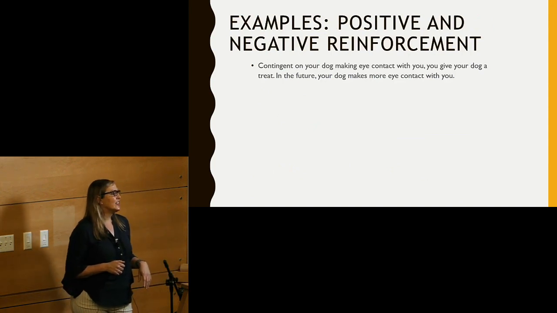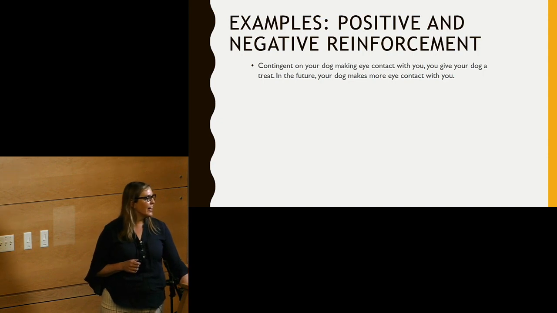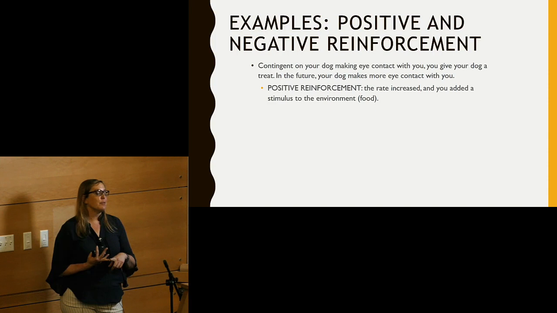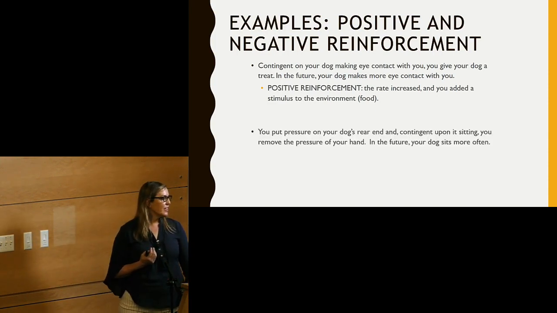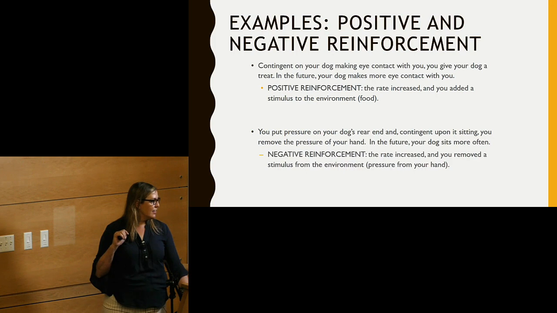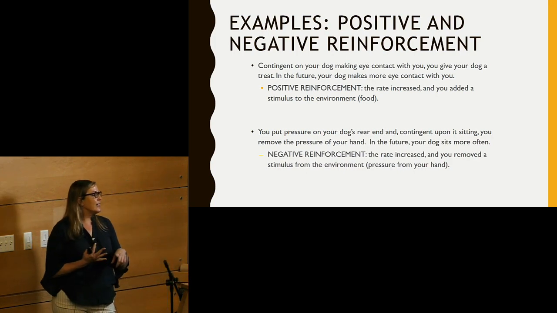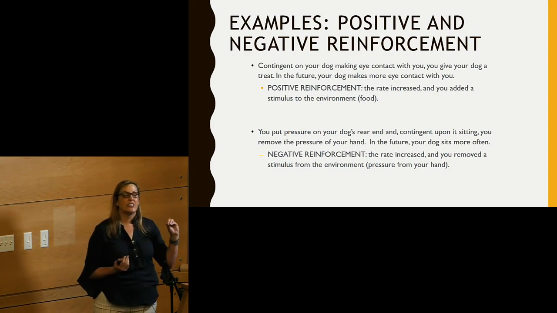So if contingent on your dog making eye contact with you, you give your dog a treat, in the future, your dog makes more eye contact with you. We know the rate has increased, so we're talking about reinforcement. We've added something new to the environment, the treat, so it's positive reinforcement. If you put pressure on your dog's rear end and contingent upon it sitting, you remove the pressure of your hand, in the future, your dog sits more often. This would be negative reinforcement. Again, we know it's reinforcement because the rate increased, but now you're removing a stimulus, the pressure from your hand. You've taken it away contingent on their sitting.